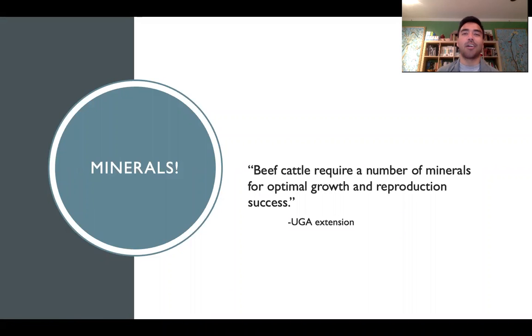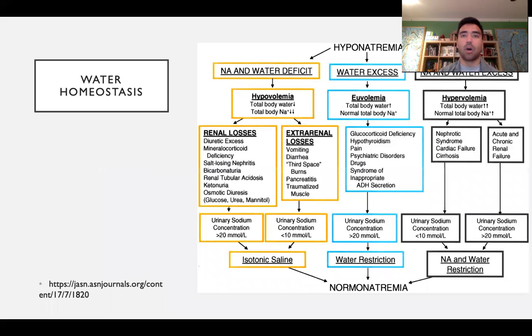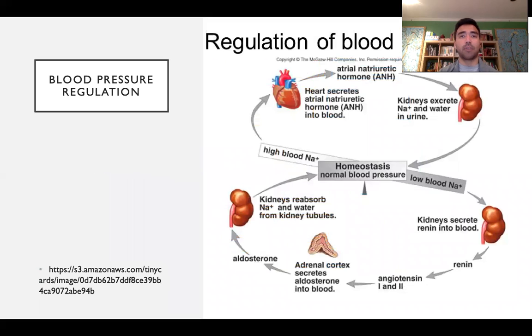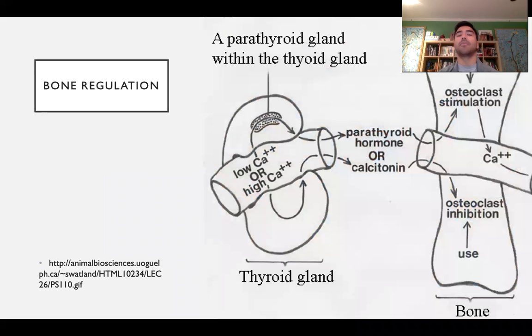Beef cattle require a number of minerals for optimal growth and reproductive success. Beyond growth and reproduction, minerals are essential to key physiological functions that include acid-base balance, gut integrity, enzyme activity, and many more. Other examples include water homeostasis, blood pressure regulation, osmolarity homeostasis, and even bone deposition and stability.